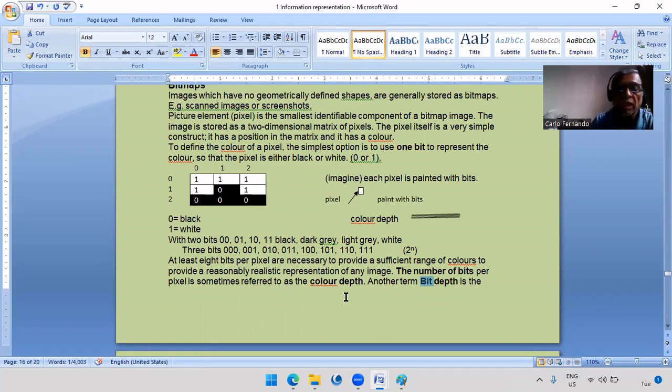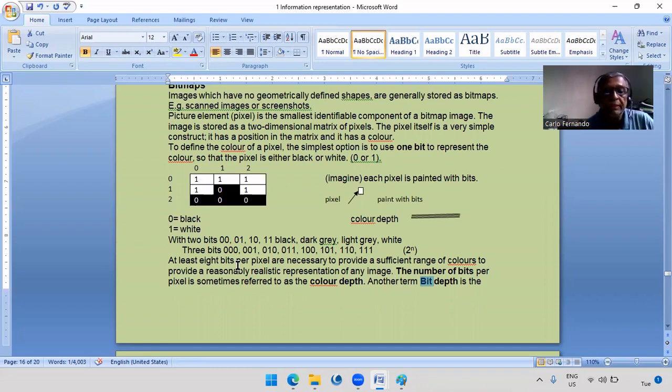Not enough, no, because we need at least 7 colors, no, in the rainbow. Here you get brown, the face, or something, you get various shades. You get hair, old people, different shades, starting from black, going on to white. So that's not enough. 3 bits not enough. This says at least 8 bits per pixel are necessary to provide a sufficient range of colors to provide a reasonably realistic representation of any image.